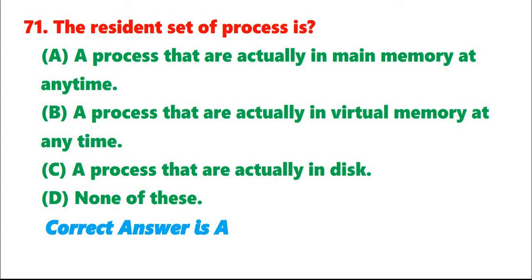71. The resident set of processes: A. Processes that are actually in main memory at any time, B. Processes that are actually in virtual memory at any time, C. Processes that are actually in disk, D. None of these. Correct answer is A.